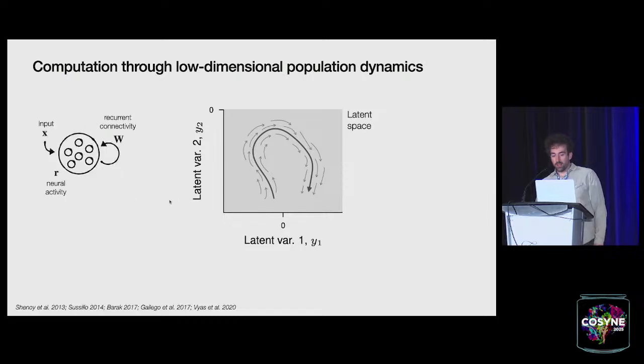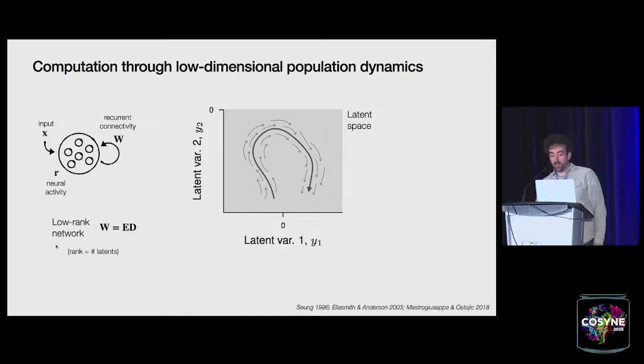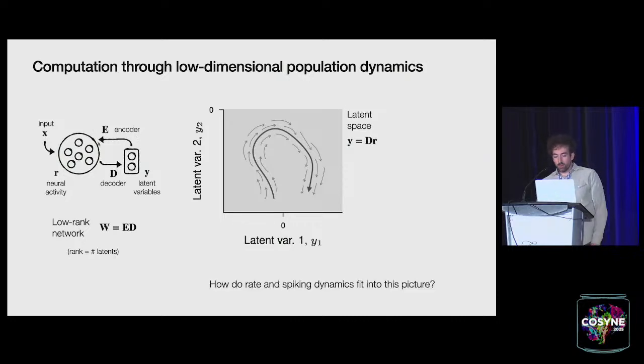We know that we can model these dynamics using an RNN with connectivity W, and we can operationalize these low-dimensional dynamics by using a low-rank network. So here I'm going to use the notation W equals ED. We have these 2 rectangular matrices that are the encoder and decoder of the recurrent weights. Essentially we can understand the recurrent weights as passing the activity through a bottleneck. First the neural activity is decoded into the latent space, and then it's encoded back into the inputs of each neuron. So what I want to focus on here is how do the underlying rate and spiking dynamics fit into this population level picture?